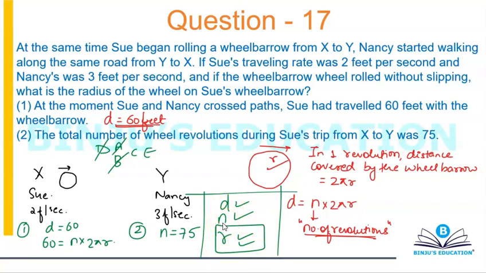Now, I don't need to calculate that. I just need to know in which way I can answer the question. So if I combine both these statements, then I can answer the question. Hence, my answer is option number C.